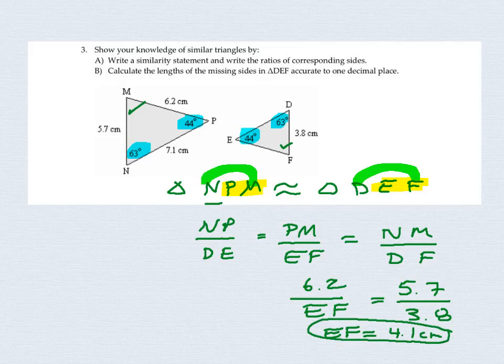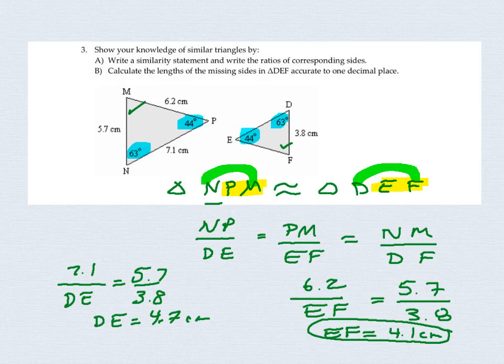To solve for the last unknown side, which is DE, you would use the corresponding side between 44 and 63, 7.1 on the bigger triangle. You would use 5.7 again over 3.8. So 7.1 times 3.8 divided by 5.7. DE is going to equal a bigger number, 4.7 centimeters.